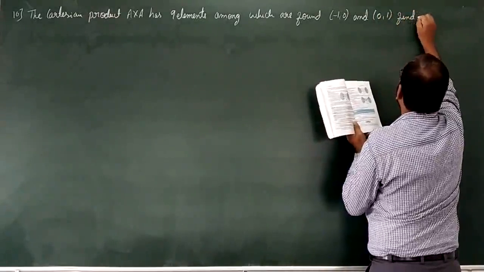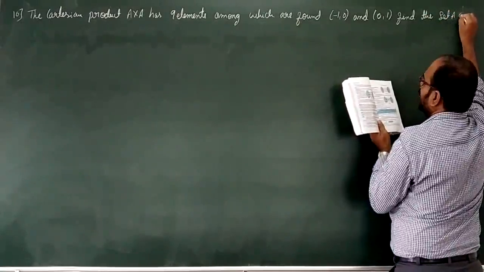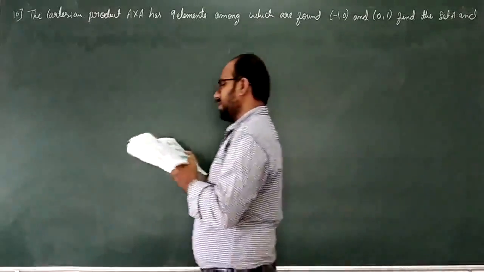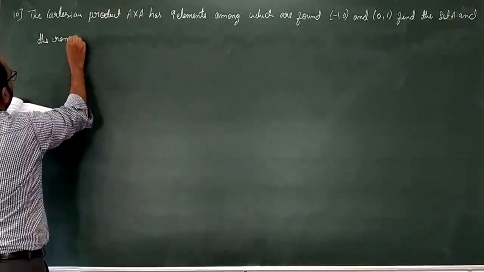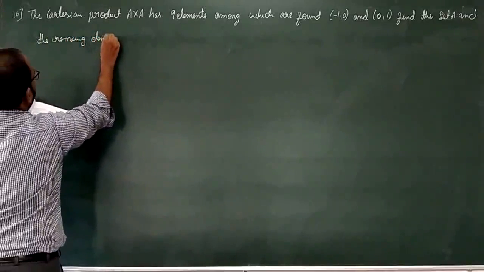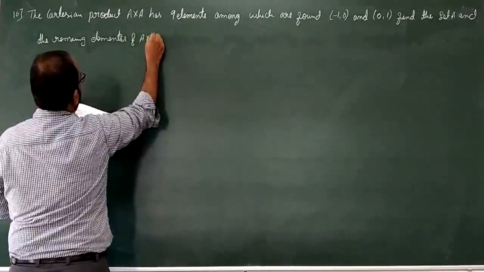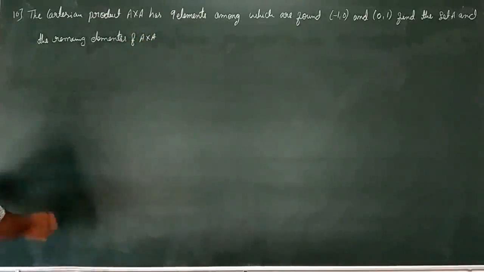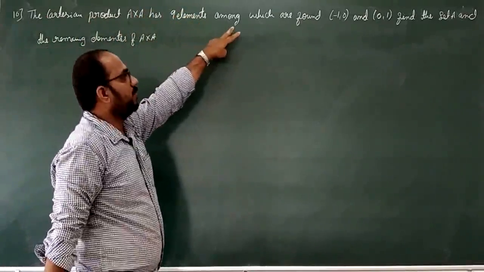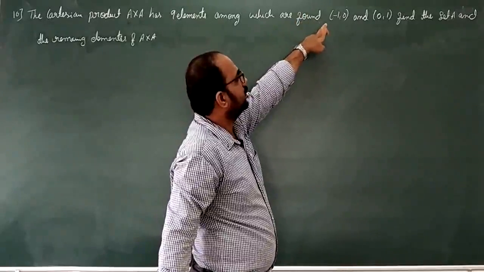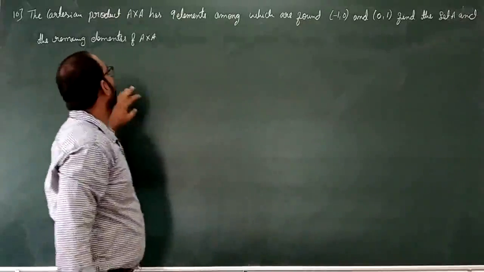Find the set A and the remaining elements of the Cartesian product of A and B. The Cartesian product of A and B has 9 elements, among which are found (-1, 0) and (3, 0). Find set A and set B.